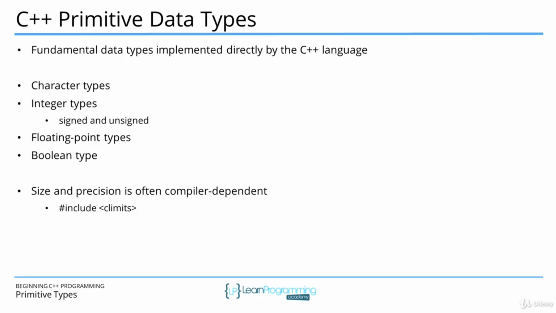It's important to keep in mind that unlike many other programming languages, the size and precision of C++'s primitive data types are largely dependent on the platform that you're working on and the compiler you're using. This means that as a C++ programmer, you need to be aware of your specific machine and understand how much storage is allocated for these types to effectively use them. The C++ include file climits contains information about the size and precision of the data types for your specific compiler.